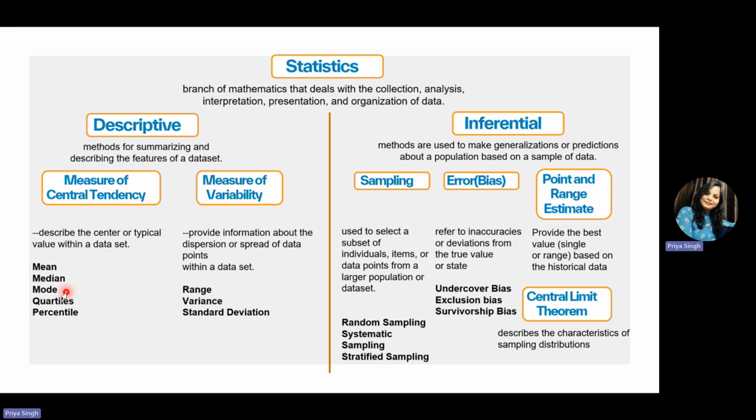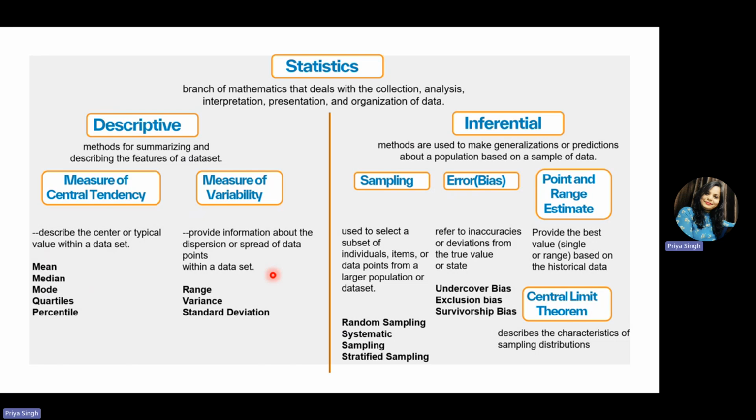Now, when we talk about data sets, we also have quartiles and percentiles. So quartiles divide the data into 4 equal parts, Q1, Q2, Q3, Q4. We will also be studying quartiles in depth, but for now you can just understand that we are dividing the data into 4 equal parts. Whereas with percentiles, we divide the data into 100 equal parts. So these help you to understand the spread and distribution of data even better. Okay.